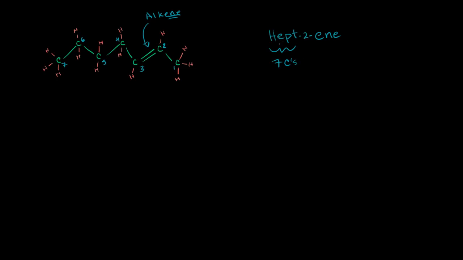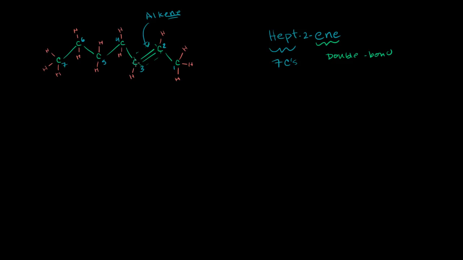So this tells us that we have a 7-carbon chain that has a double bond. The ene tells us a double bond. Let me write that down. So this double bond right there, that's what the ene tells us. Double bond between 2 carbons. It's an alkene. And the double bond starts, if you start at this point, at the number 2 carbon, and then it will go to the number 3 carbon.